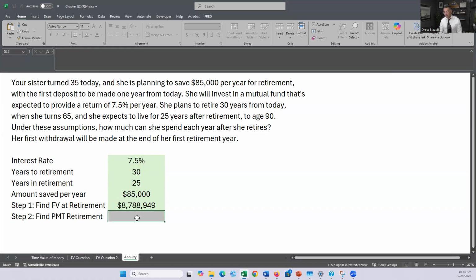Step two, find the PMT for retirement. So in 30 years, let's assume we're in 30 years, she's 65. Now what we're trying to find out is the PMT for that time period. So you have to think about what that 8.7 represents. So I'm going to put the 7.5 interest rate first, comma, total number of years, 25 for retirement, comma. Next one, what is the present value? Well, the present value is that retirement fund.